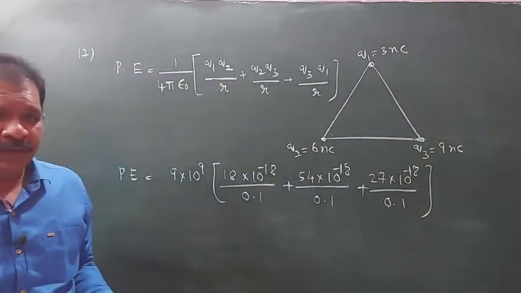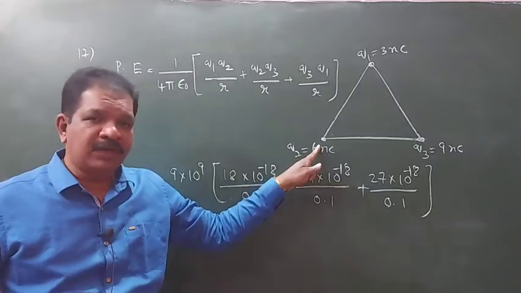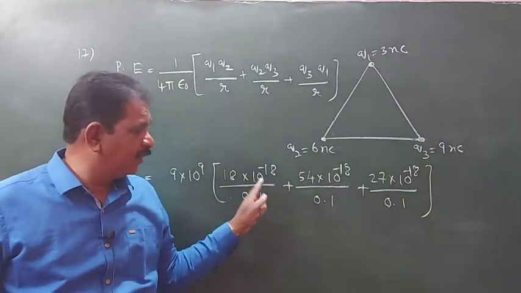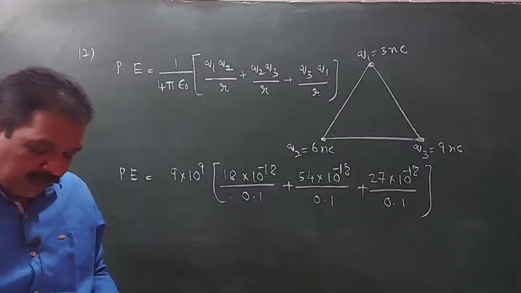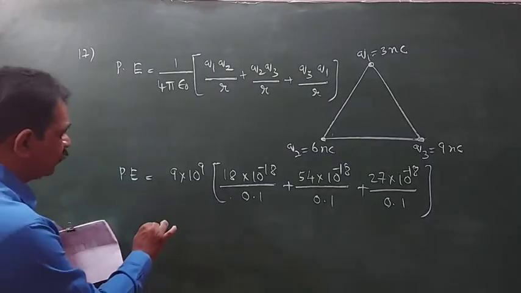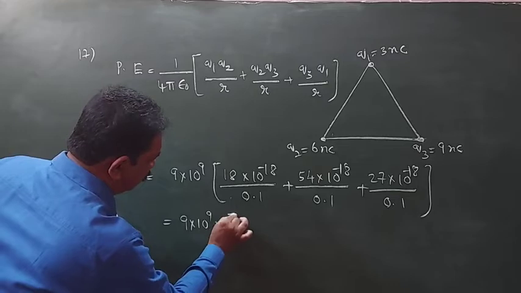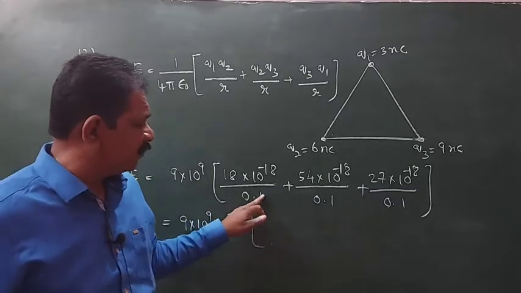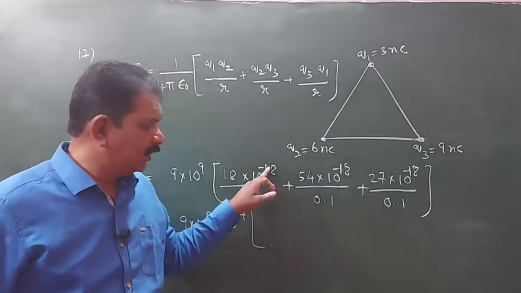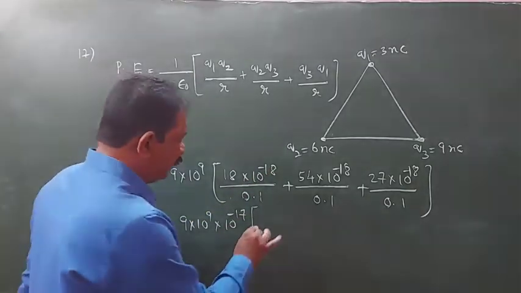Why is 10 power minus 18 coming? 10 power minus 9 into 10 power minus 9, it becomes 10 power minus 18. If we calculate this, 9 into 10 power 9 into 10 power minus 17. Here this is 10 power minus 1. Minus 1 minus 18 cancels, means minus 17.